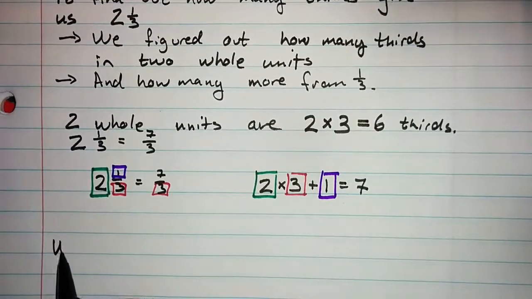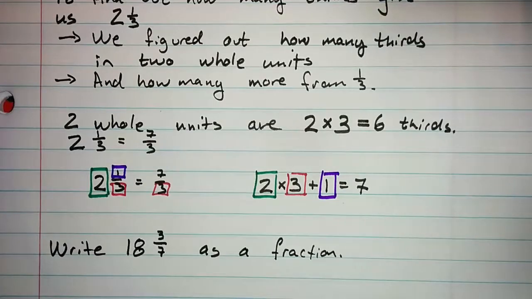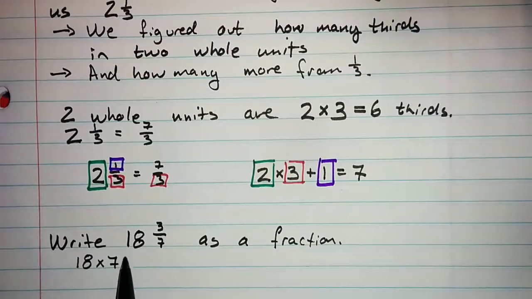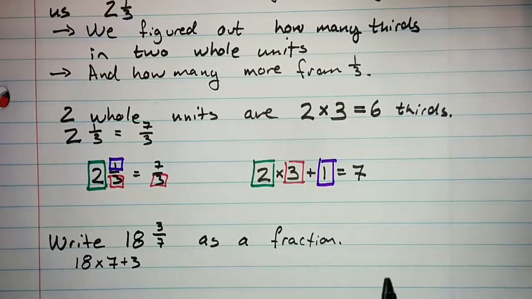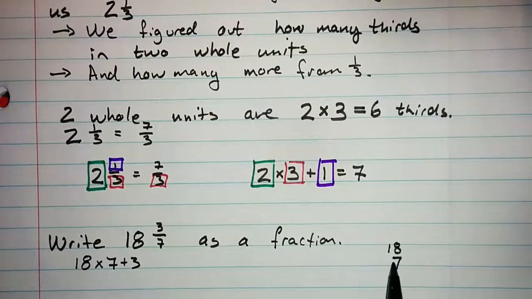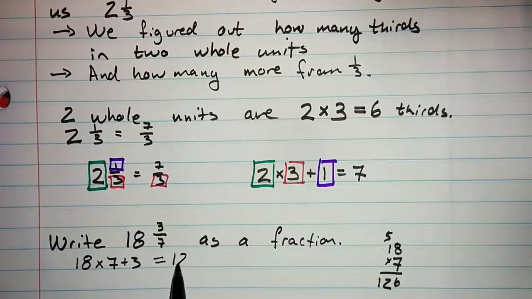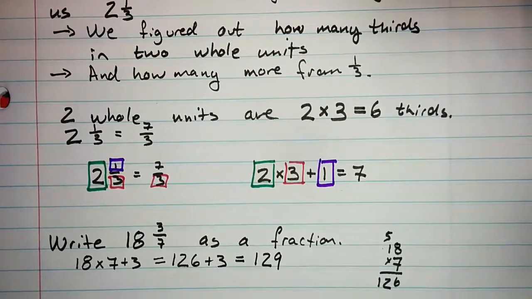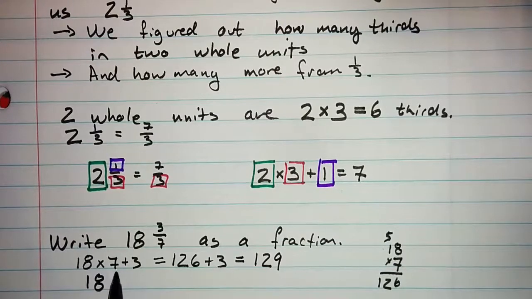So for example, if we want to write 18 3/7 as a fraction, well, we can say 18 times 7 plus 3. 18 times 7. 7 times 8 is 56. 7 times 1 is 7. Plus 5 is 12. So we'll have 126 plus 3. So we'll have 129. 18 3/7, that'll be 129 sevenths.